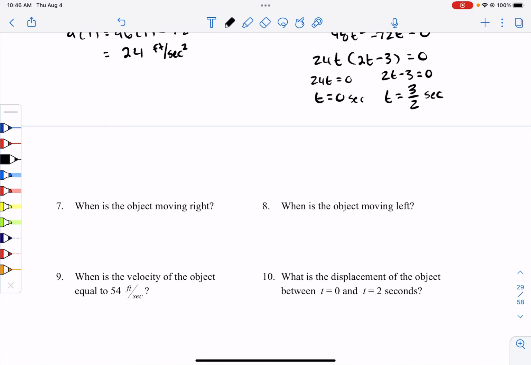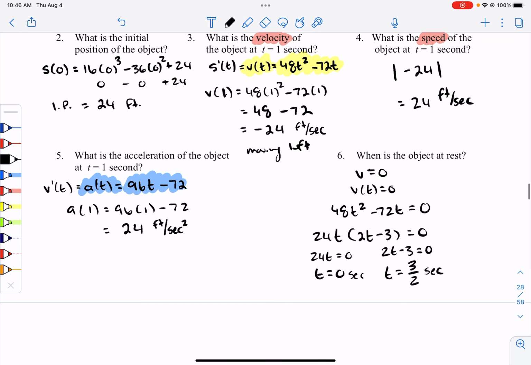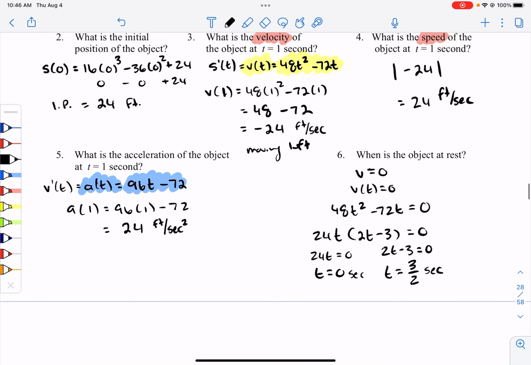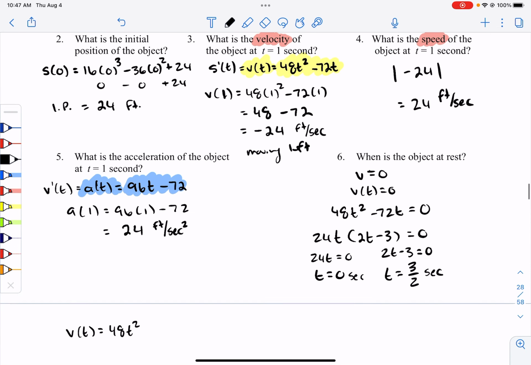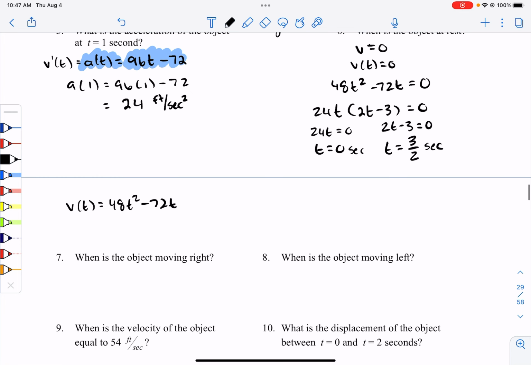Okay, my formulas, I'm gonna copy these down here really quick. My position, do we care about all of them? No. My object moving formula though, that's my velocity, and that was 48t squared minus 72t. Okay, so when is the object moving to the right? Now, if you think about velocity, when velocity is positive, my object is moving to the right. So when my velocity is greater than 0, I'm moving to the right.